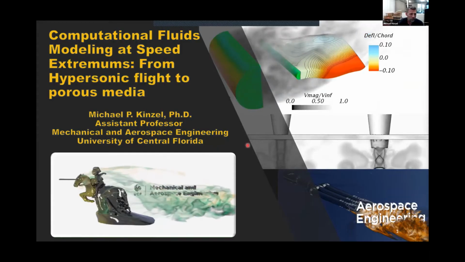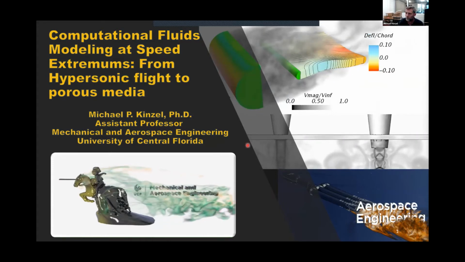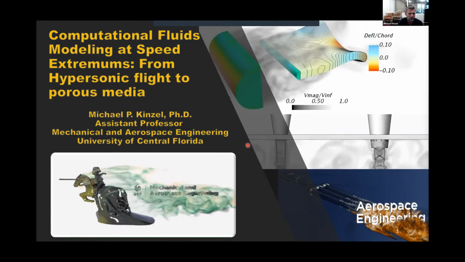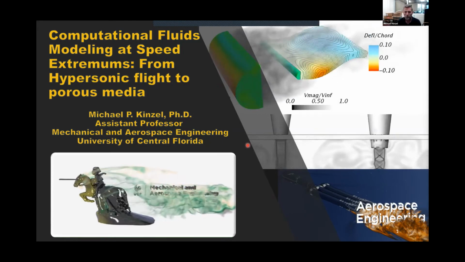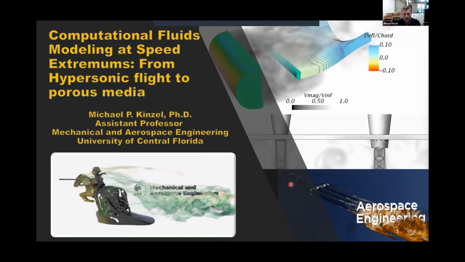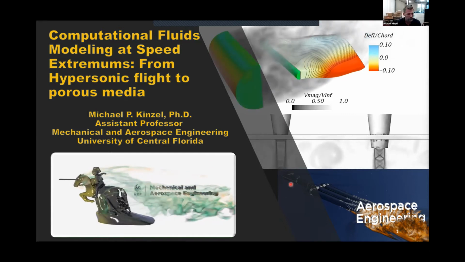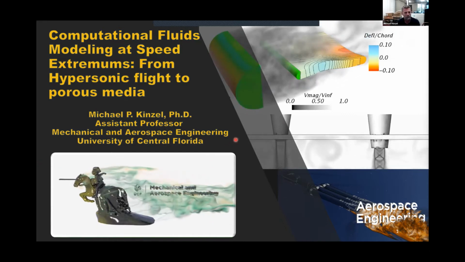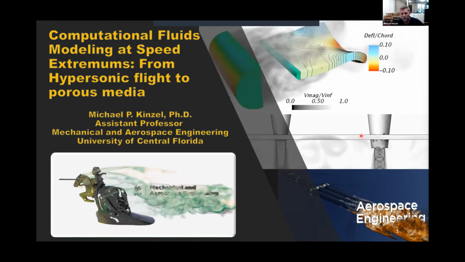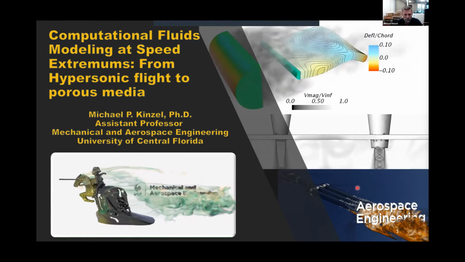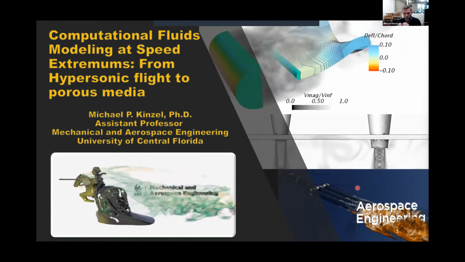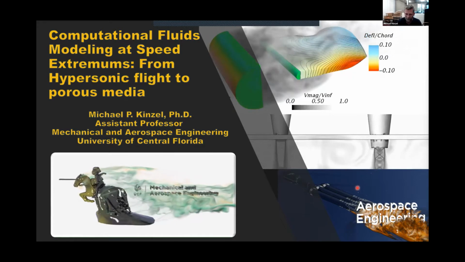I'm going to talk about computational fluids modeling, and in some of my research, it spans a wide range of speeds. So that's what we're going to cover. Here's a couple of examples of some interesting flow calculations on either the nitro statute out in front or some fluid structure interaction, impinging jets, and a Falcon Heavy plume hitting an aerospace engineering logo.